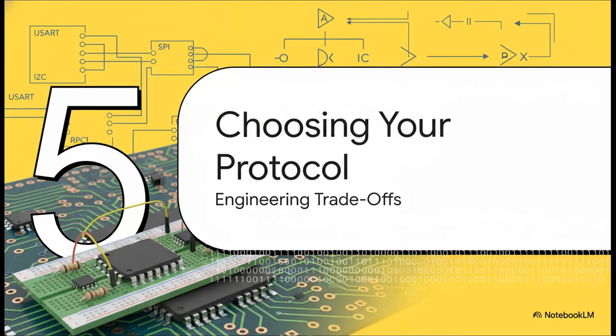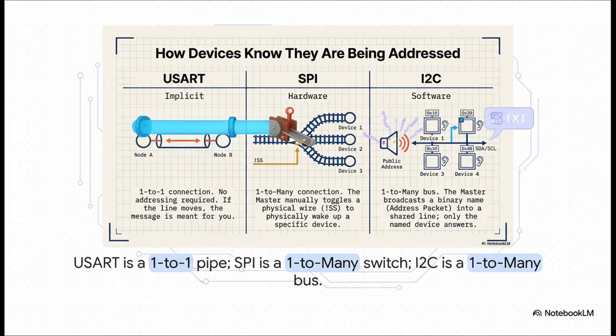Okay, so we've covered the how for each of these protocols. Now for the really important part, the which. As an engineer looking at a blank schematic, how do you decide which one of these tools is the right one for your project? It really boils down to the addressing philosophy. Think of it like this. USART is an implicit, one-to-one connection, like a dedicated pipe between 2 points. SPI is a one-to-many system that uses hardware, a physical wire, to act like a railroad switch, directing the flow of data to one track at a time.